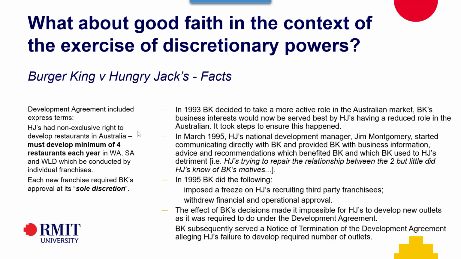So, Burger King and Hungry Jack's. People know what a Burger King restaurant is. They had 8,000 stores worldwide or something like that. Hungry Jack's basically entered into a franchise agreement with them. They were going to look and feel and serve food in every way like a Burger King restaurant, only under the name Hungry Jack's, I think in the UK and Australia initially. We're talking about Australia here. Hungry Jack's had a non-exclusive right to develop restaurants in Australia, and they had an obligation to develop a minimum of 4 each year in Western Australia, South Australia.